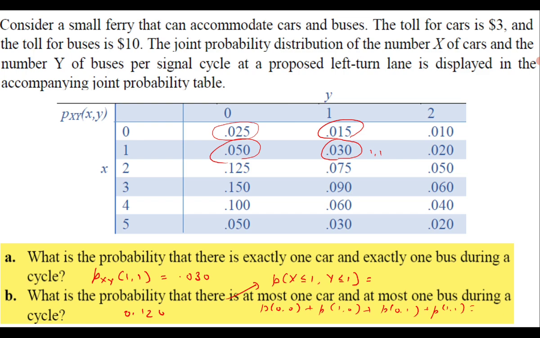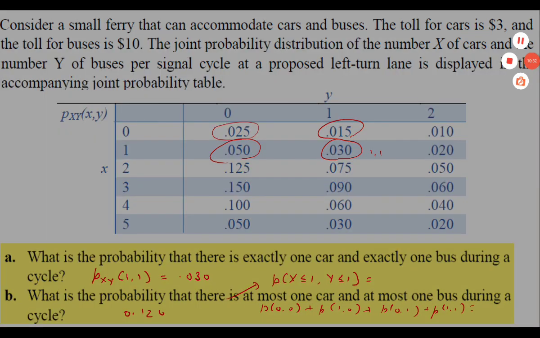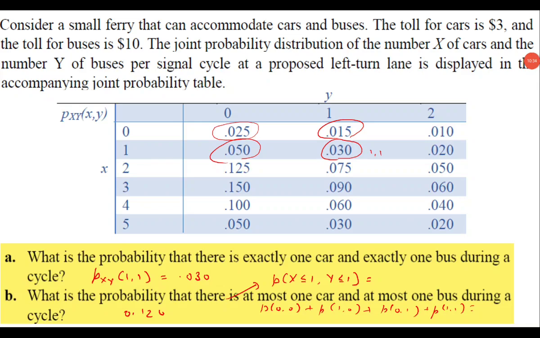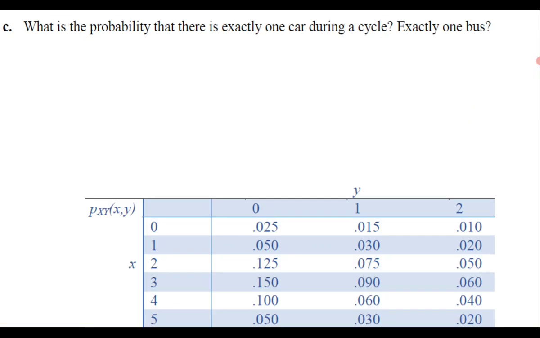Now the next parts are a little bit more interesting. Let's see them. The next part asks, what is the probability that there is exactly one car during a cycle? When it says exactly one car, it means they are not talking of buses, they are only talking of cars. So there are two ways of looking at it. Either you look at the probability of x equal to 1, assuming that y is 0.